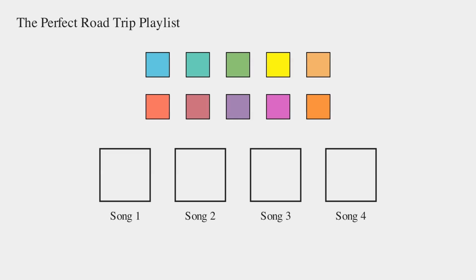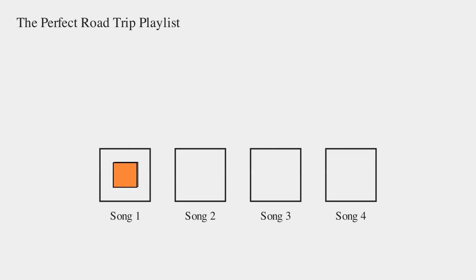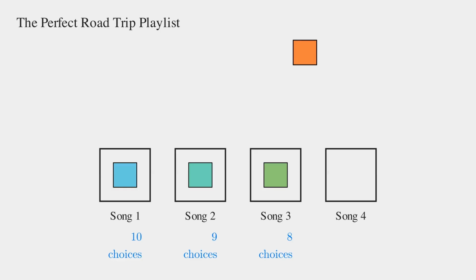Since the order is crucial, this is a permutation problem. Let's visualize it. For the first song, you have 10 choices. Once that's picked, you have 9 songs left for the second spot, then 8 for the third, and finally 7 for the fourth. Using the counting principle, that's 10 times 9 times 8 times 7.